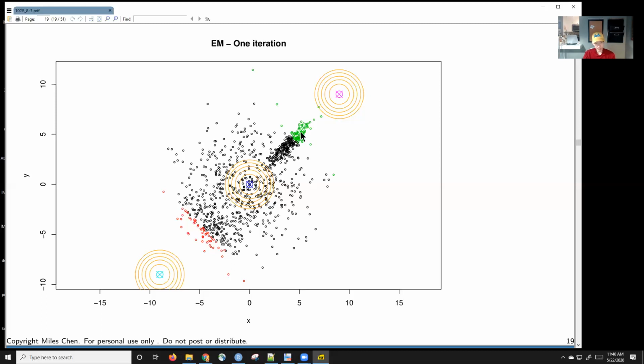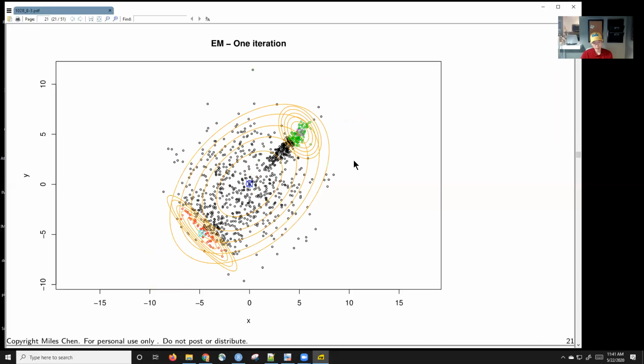And when we do this, we're going to ask, what is the variance? We need to find some kind of variance of the points that belong to green. Again, it's probabilistically belonging to green. So we're going to calculate the variance here, and it's going to include some of these points here. Even though they are colored black, they are probabilistically assigned to green.